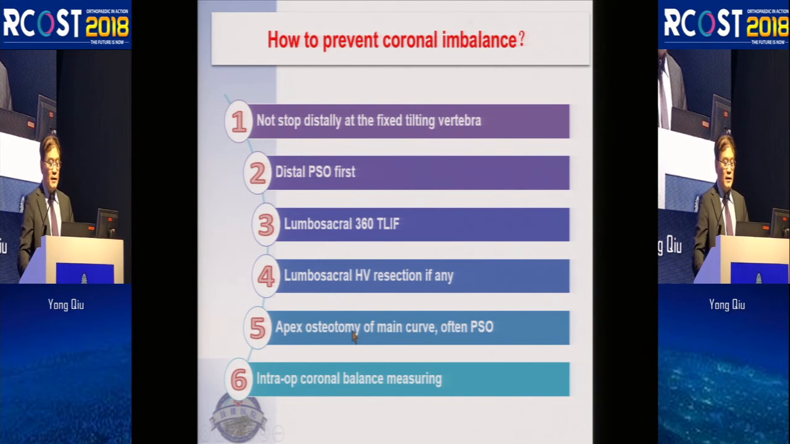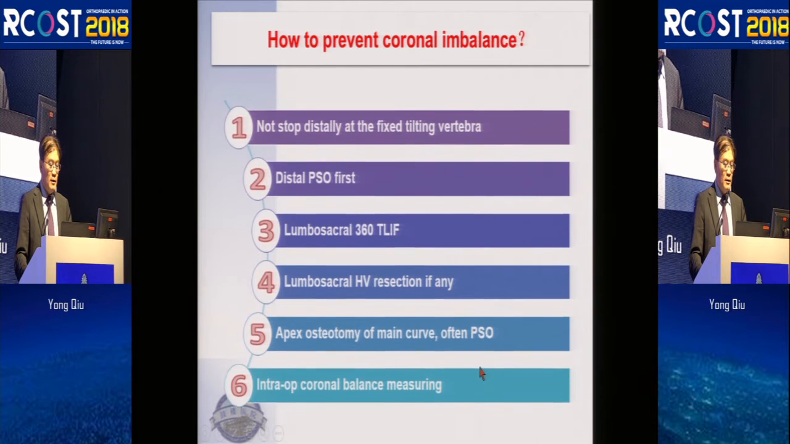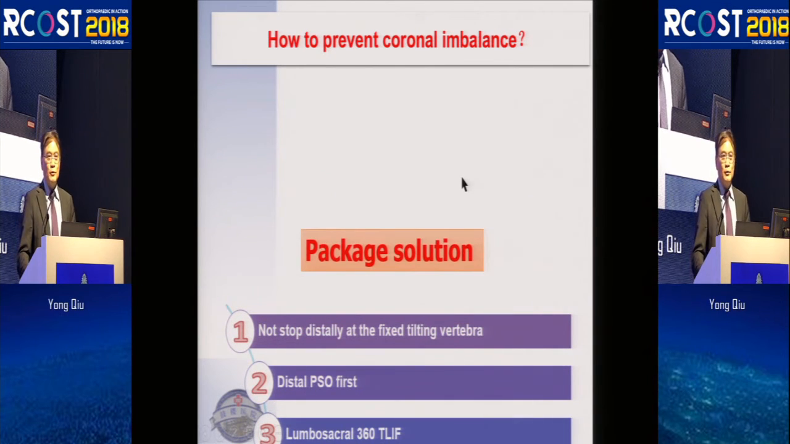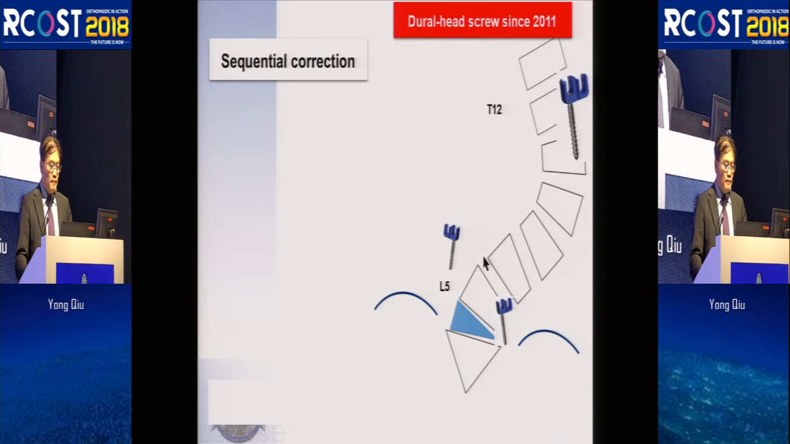Then, in case of necessity, you can do apex osteotomy of the main curve, quite often PSO. So we call it the packaging solution. We found a packaging solution. What's the meaning of the packaging solution? It's a sequential correction using multi-rod. So how do we do it?